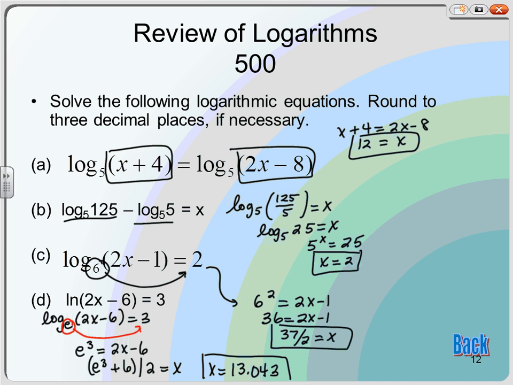Okay, so your answers are 12, 2, 37 over 2, and 13.043.